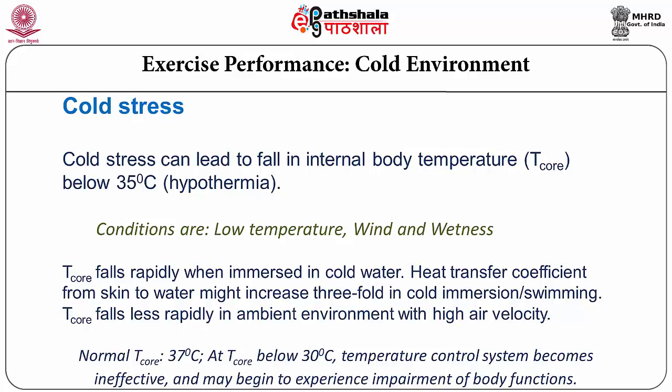As I mentioned, that internal core temperature is 37 degrees. It can go to 35, 34, 33, it can further go down. Let's say, in a hypothetical situation, that core temperature is reaching below 30 degrees centigrade. Then the human temperature control system becomes ineffective, and we may begin to experience impairment of various bodily functions. And that is a critical condition for all of us to avoid.